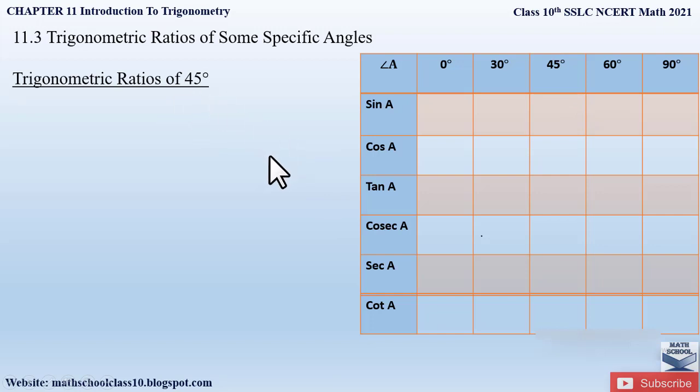For that you have to consider a right angle triangle, and let us name this right angle triangle as ABC. Now here, since we are finding out the trigonometric ratio for a 45 degree angle, let us consider angle A as our 45 degree angle. At this angle we will find out all the 6 trigonometric ratios.